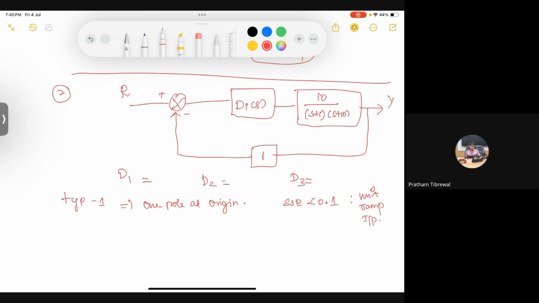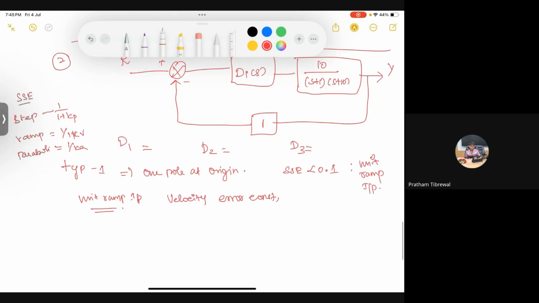They have told that it's a unit ramp input, so I am going to find the velocity error constant. So in that table, if it is a step, it corresponds to 1 by 1 plus Kp. If it is a ramp, it is 1 by Kv. If it is a parabolic input, it is 1 by Ka, it belongs to the acceleration. So I'm going to find the velocity error constant, using those formulas for that.